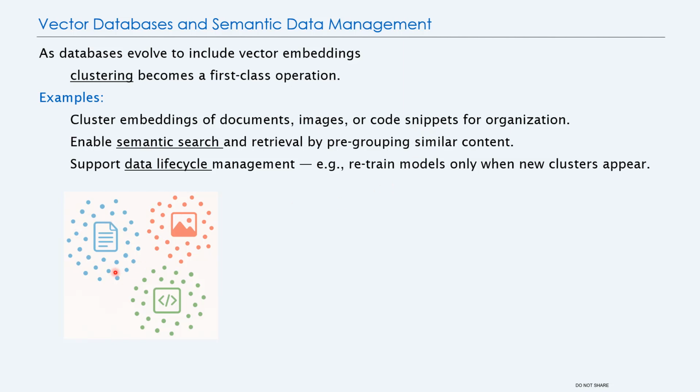So for example, here we would like to put them into clusters, identifying specific parts of these objects. So what it does is to enable semantic search, which means we can search within the cluster or across clusters, and you can retrieve by pre-grouping these similar content. This is very important because it supports data life cycle management. In other words, when we get new data, we might be able to put them into the proper cluster.